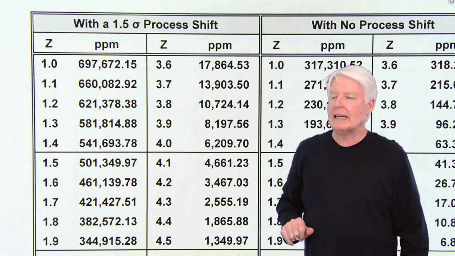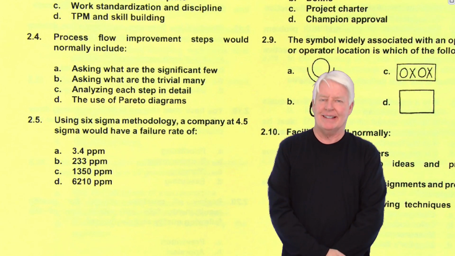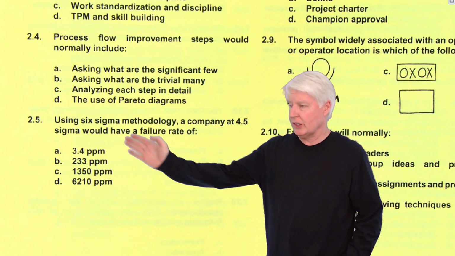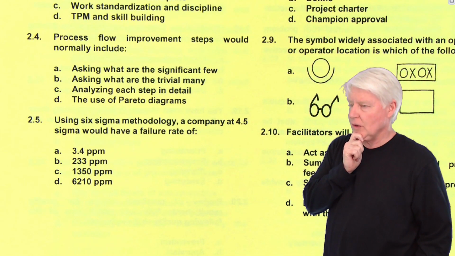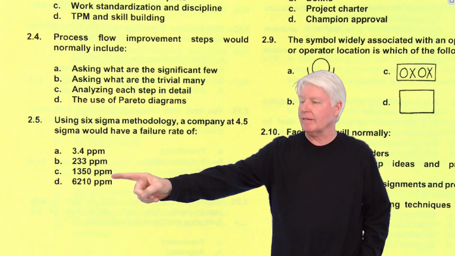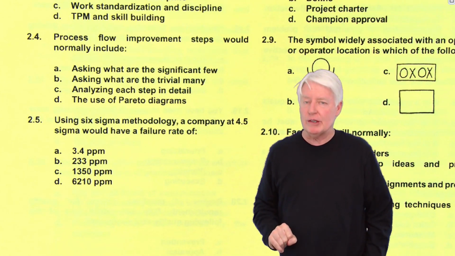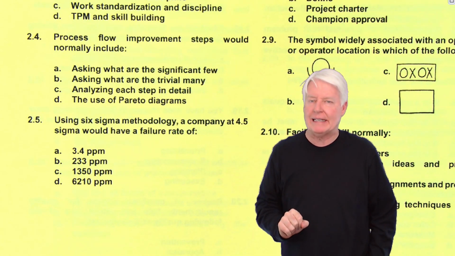So let's go back to the yellow pages and make sure we can find that answer. So here we are back at the yellow pages on question 5, and there it is, 1,350 parts per million. That is the correct answer. So hopefully you're good at using that table because you'll most certainly need it on the exam.